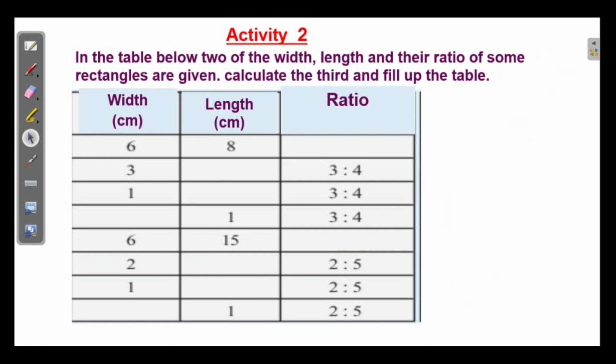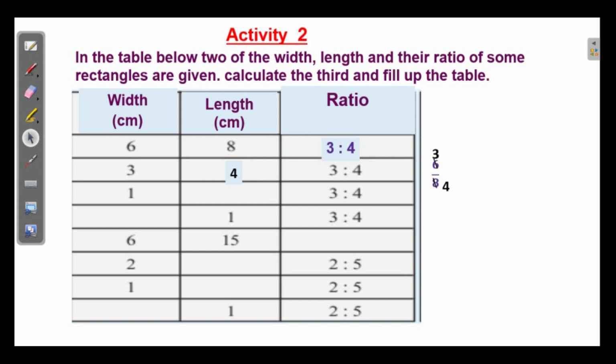In the table below, 2 of the width, length and their ratio of some rectangles are given. Calculate the third and fill up the table. 6 and 8. As we have done earlier, let us write 6 by 8, 3 by 4. 3:4. And 3 is given here and the next one is blank. 3:4 we have to get. So the first number is 3. The other number is 4. So 3:4. Then in the place of 3, it is 1.